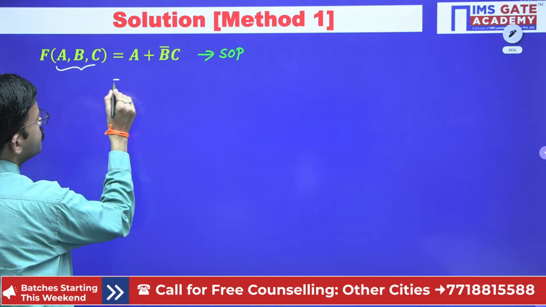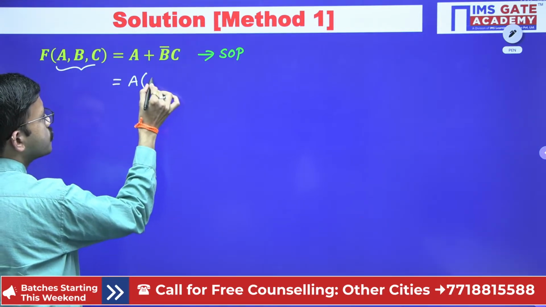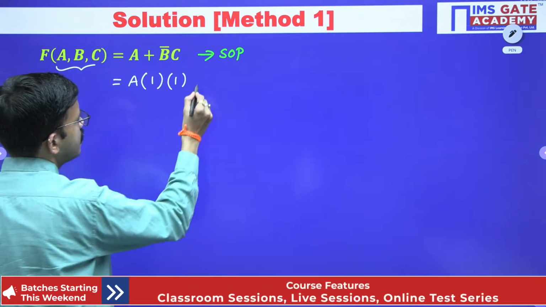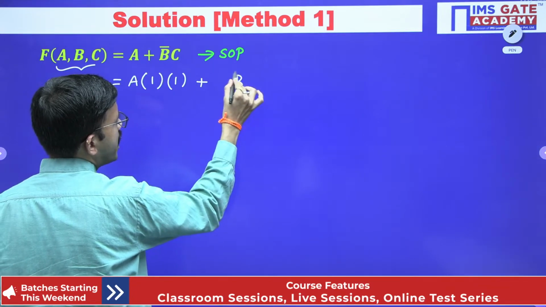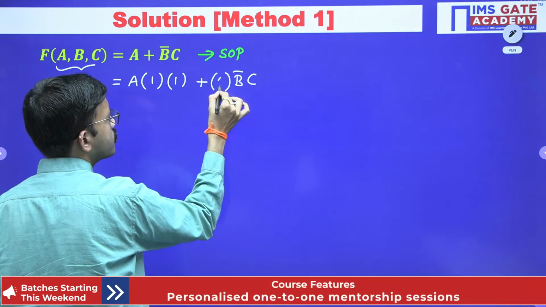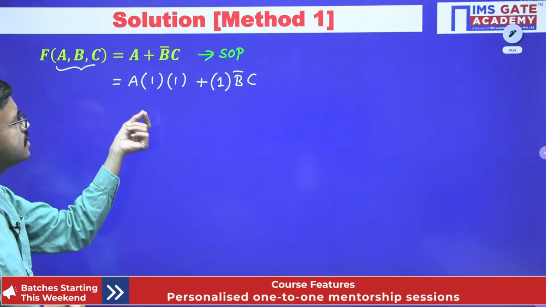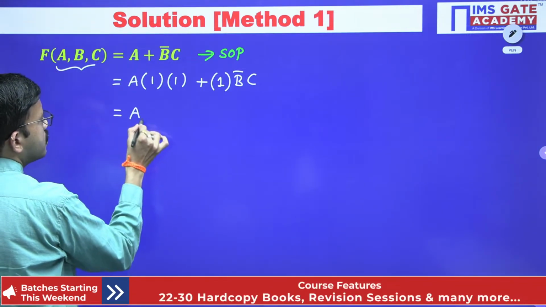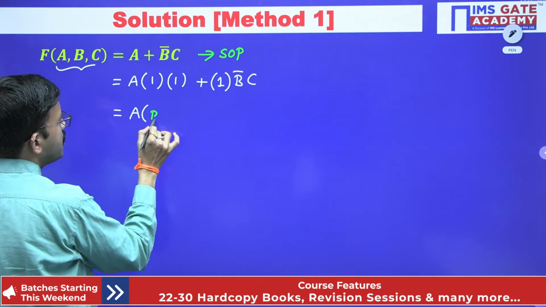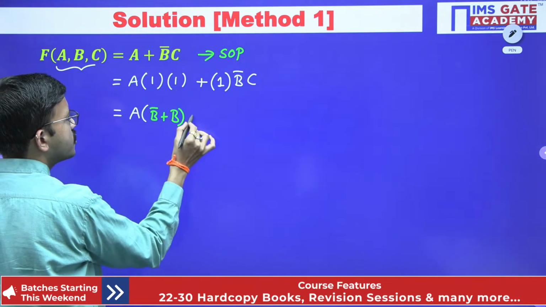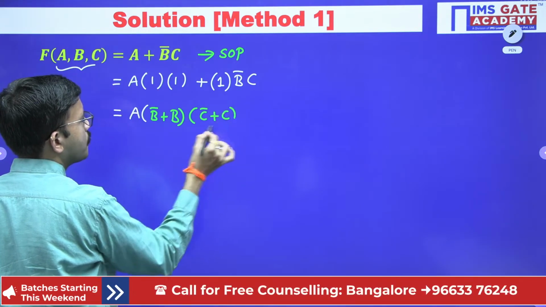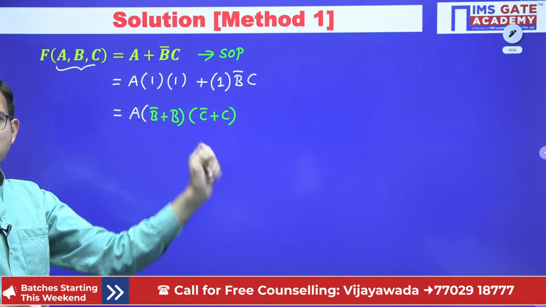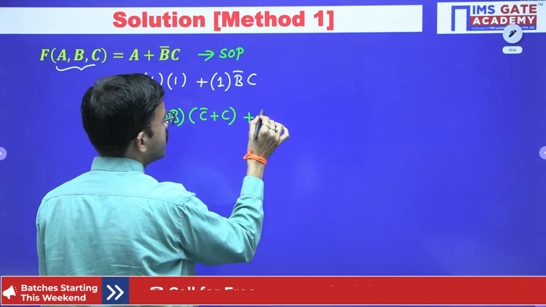Here you have only 1 literal, so you can multiply by 1 two times, regarding B and regarding C. Similarly, here you have B bar C, and regarding A it is missing, so you can multiply with 1. However many literals are missing, that many times you can simply multiply with 1. Now, you can write this as B bar plus B, and similarly this as C bar plus C. B bar plus B is 1, C bar plus C is 1. Whenever you multiply with 1, the resultant term remains the same. Next, this one you can write as A bar plus A.